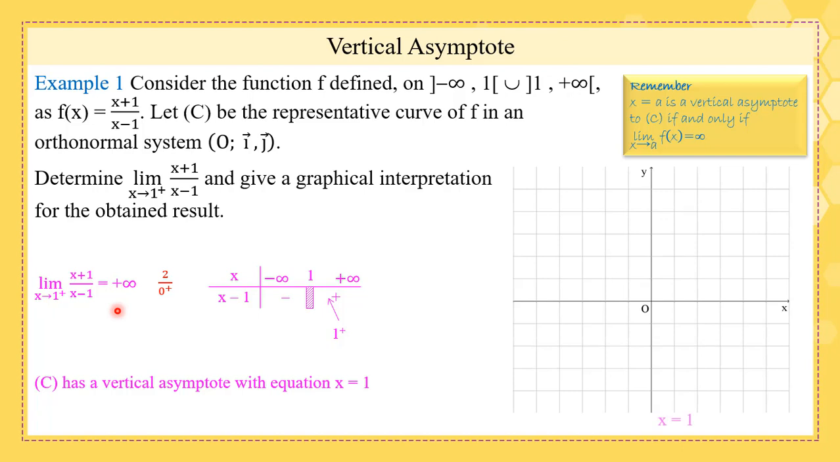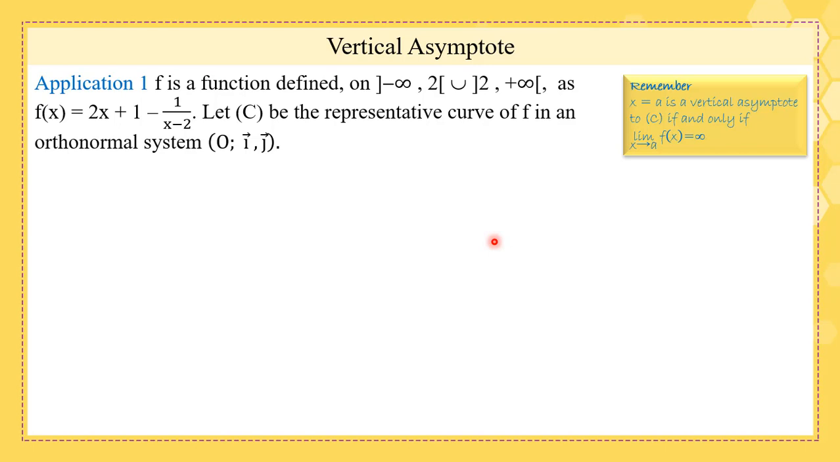Let's see it graphically. Now this is x equals 1, which is a vertical line. Now this is the way we deal with vertical asymptotes. So when x is 1 plus to the right of 1, you see the difference between the curve and the asymptote would tend to 0.